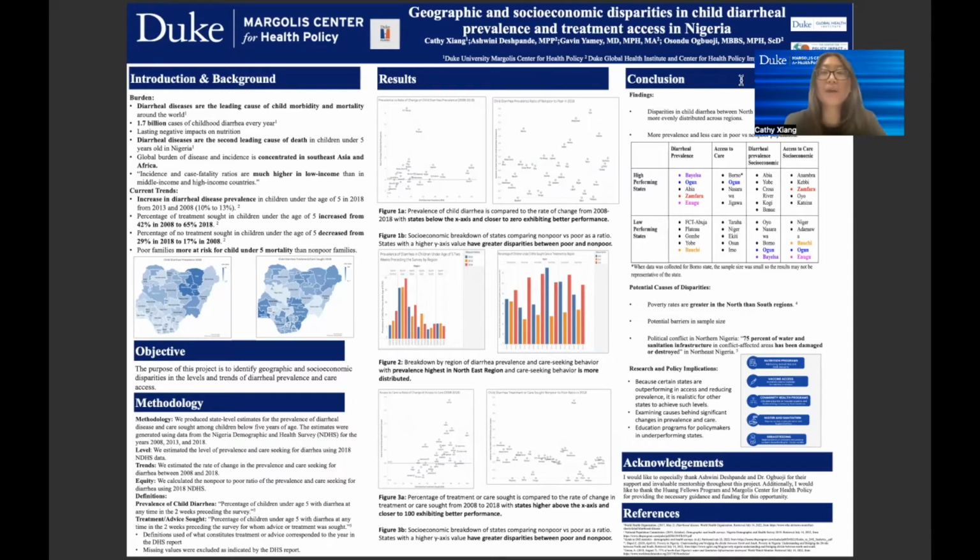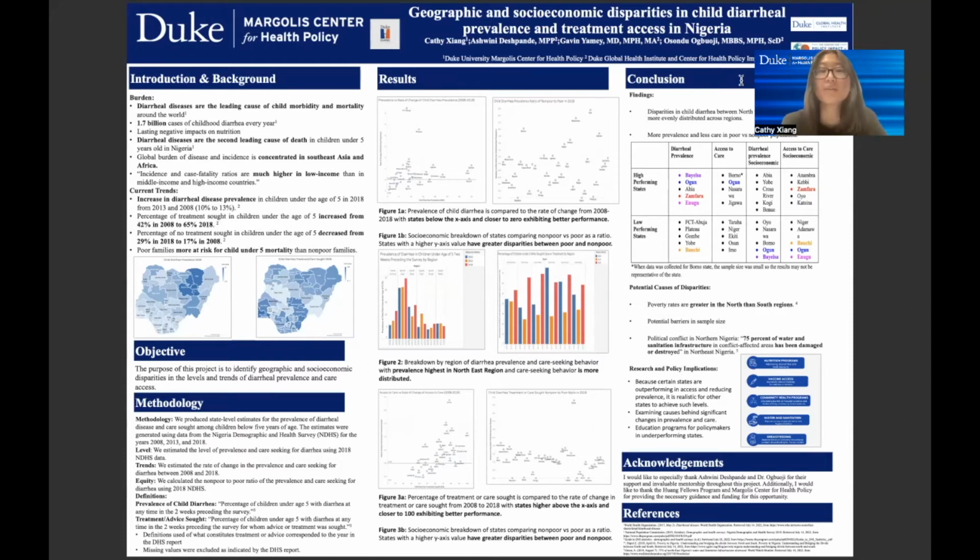So to give a little background on the burden of diarrheal disease, I thought it'd be important to go over both the burden and current trends. On a global level in 2017, diarrheal disease was the leading cause of morbidity and mortality, with 1.7 billion cases of childhood diarrhea every year. Beyond mortality, it has long-lasting negative impacts as childhood diarrhea is a major cause behind malnutrition and decreased cognitive function via stunting.